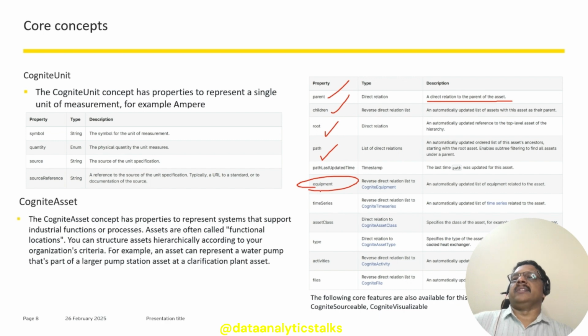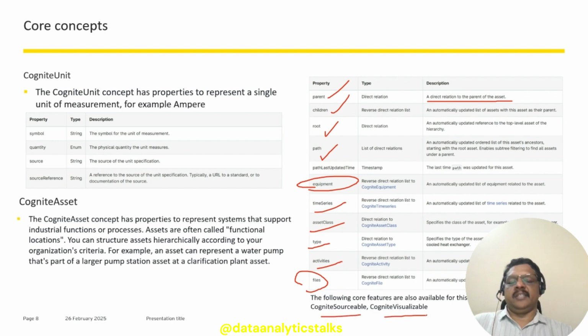Basically, it's an important property. It has a reverse direct relation to the Cognite equipment. It has time series, asset class, type, activities, and files. This implements the Cognite describable, sourceable, and visualizable.